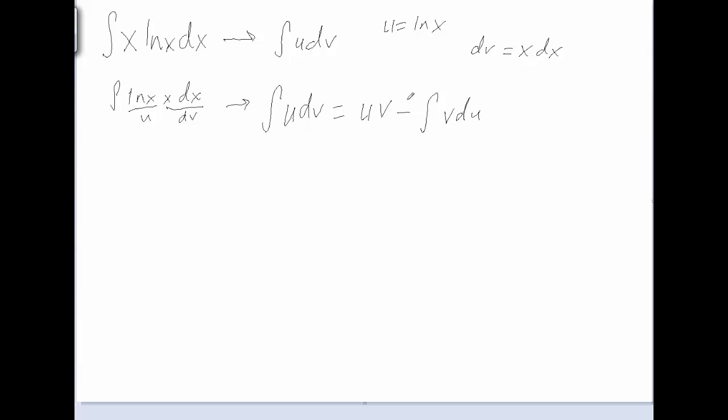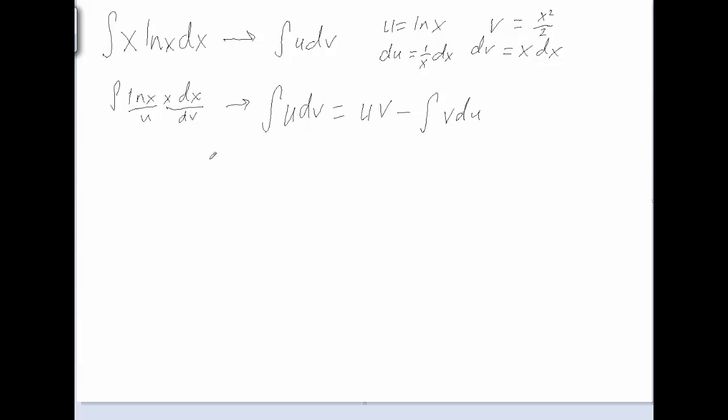Now all we have to do is, we've got u and we've got dv, we just have to figure out what du and v are, and we can just sort of plug and chug. So the derivative of ln x is 1 over x dx. And then to find v, we take the antiderivative of x dx, and we get x squared over 2.